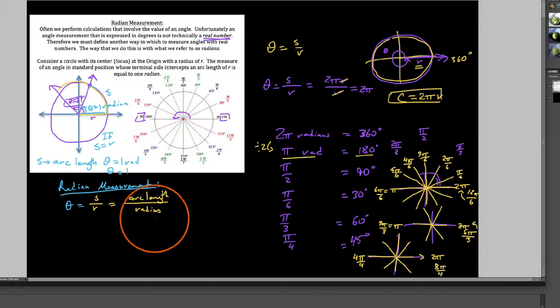But this is what we mean by radian measurement. Essentially, how many times does a radius fit into the arc length that you intercepted with your angle? Because as many times as it fits in, that's how many radians your angle measurement is.